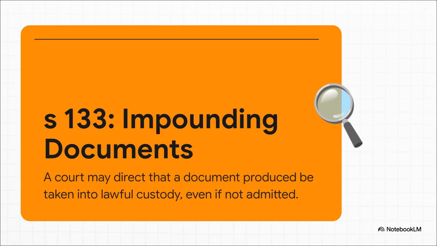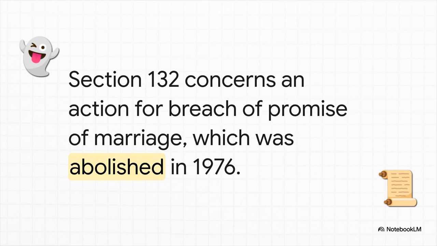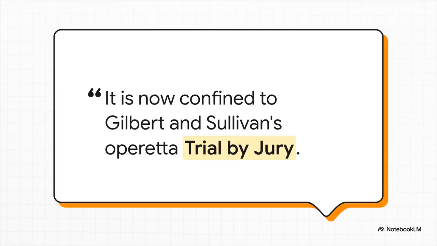A great example is if a document reveals some kind of tax fraud, the judge can impound it to make sure it gets investigated. And now, for our grand finale, let's talk about a legal ghost that still haunts the pages of the Evidence Act. You're seeing that correctly. The Evidence Act still has a rule about something called breach of promise of marriage. The only problem, that entire cause of action was abolished way back in 1976. As the commentary so brilliantly puts it, its only relevance today is in a Gilbert and Sullivan operetta. It's a great bit of legal trivia and a perfect reminder that the law doesn't always clean up after itself.